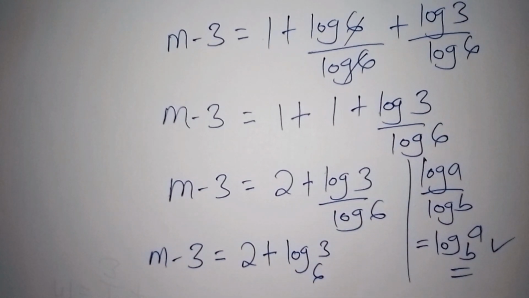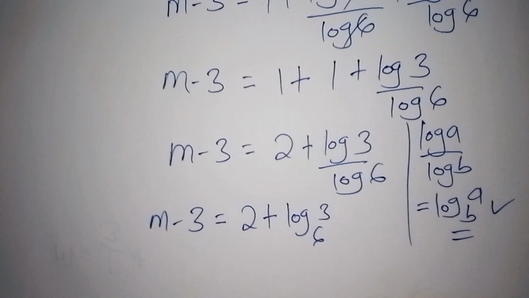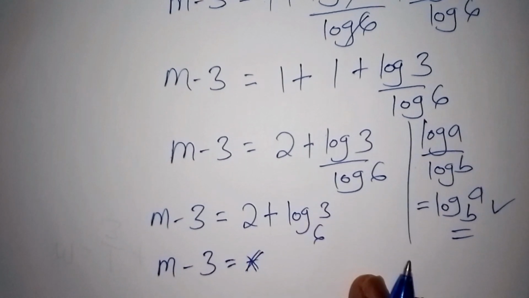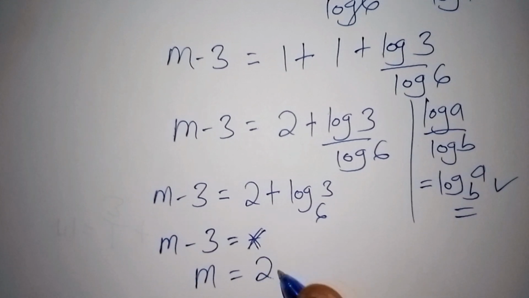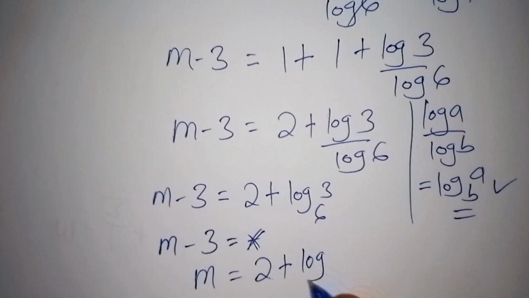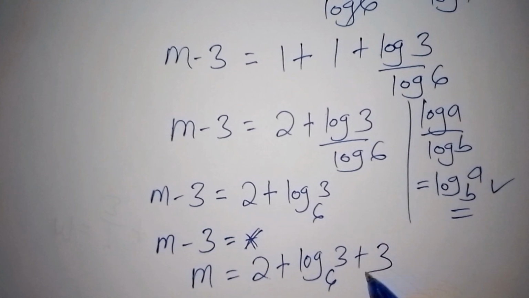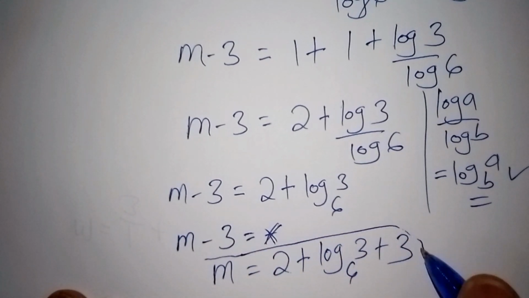So now finally we want to remove this minus 3 so that it crosses and comes to the other side. So we don't have to write m minus 3 again. We shall just conclude by writing m is equal to 2 plus the log of 3 to the base of 6. Then here, minus 3, when it crosses, shall become plus 3. Now this is our final answer.